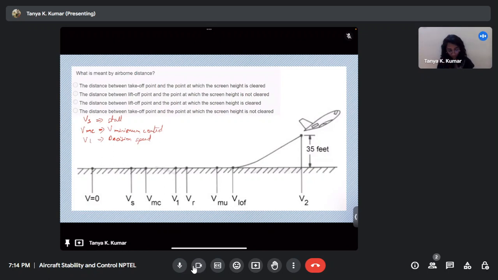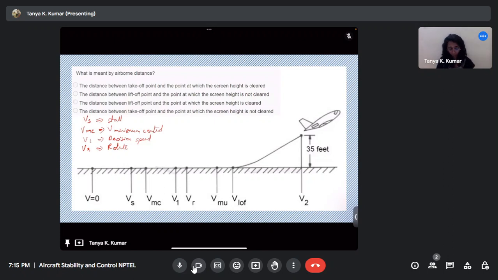Next is VR. What is VR? R is for rotate. It's the velocity at which you deflect the elevators and the aircraft starts pitching up, the aircraft starts rotating. Okay, that is V rotate.